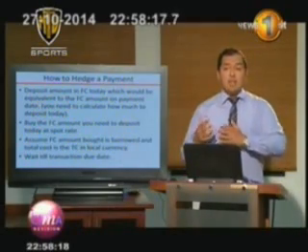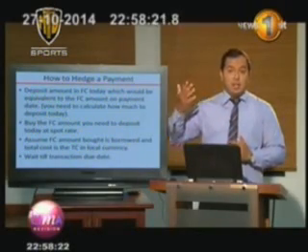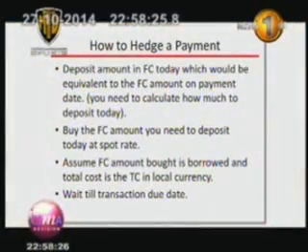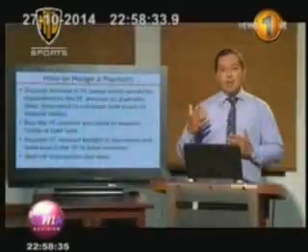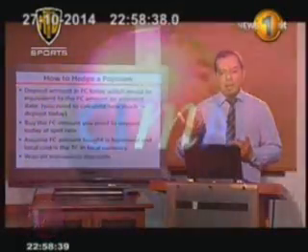What you do is, let's say if you are hedging $10,000, you buy a lower amount of dollars and you deposit those dollars in a dollar account, allow that dollar account to accrue interest, and then at the date of payment, you use that dollar deposit to settle off your dollar liability.